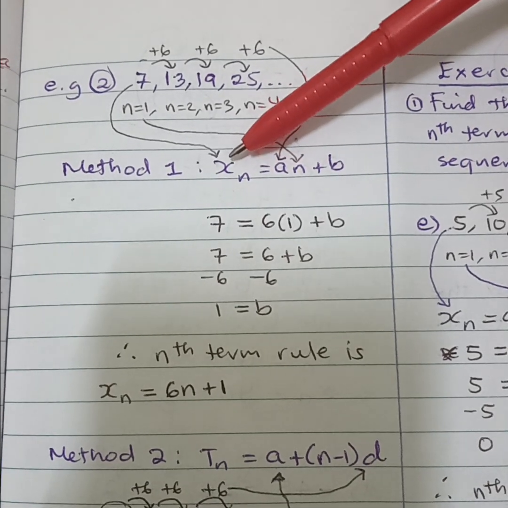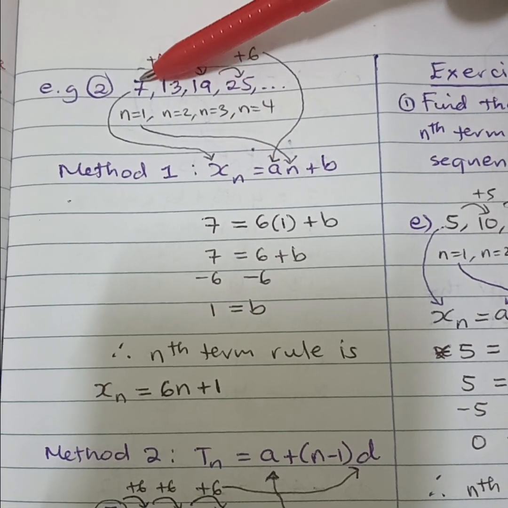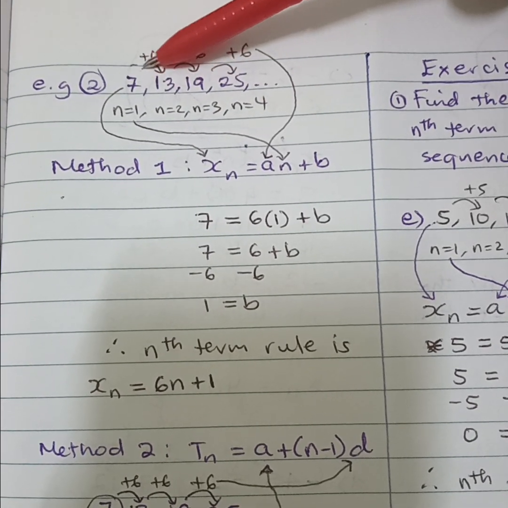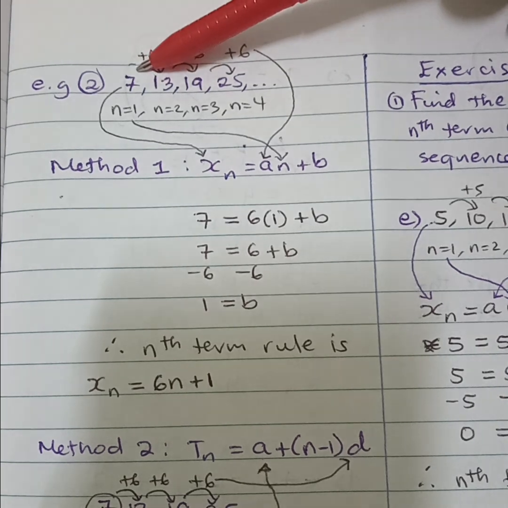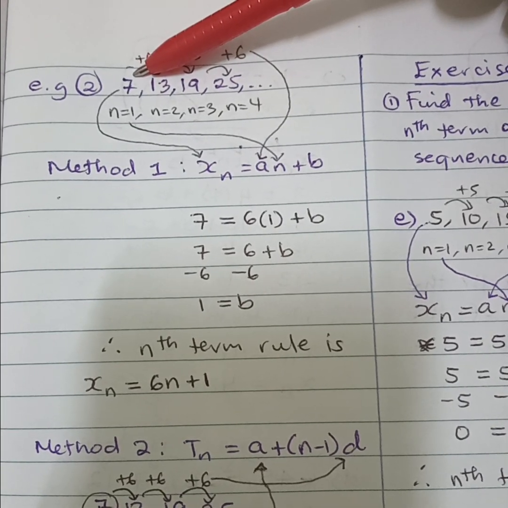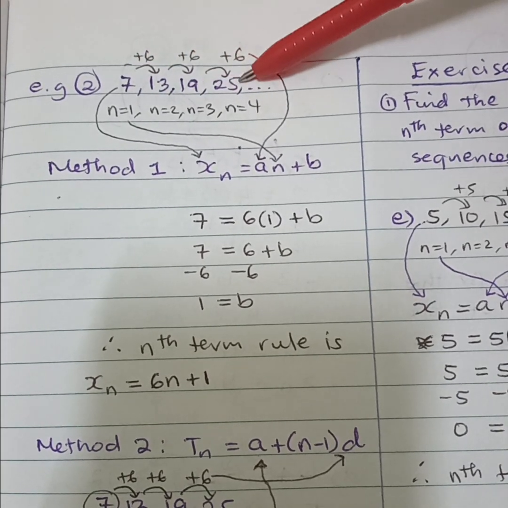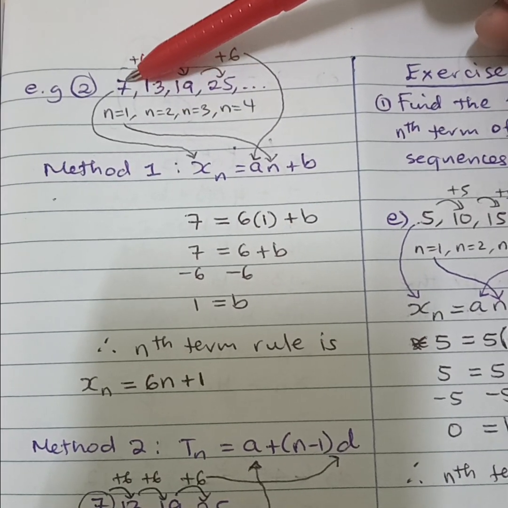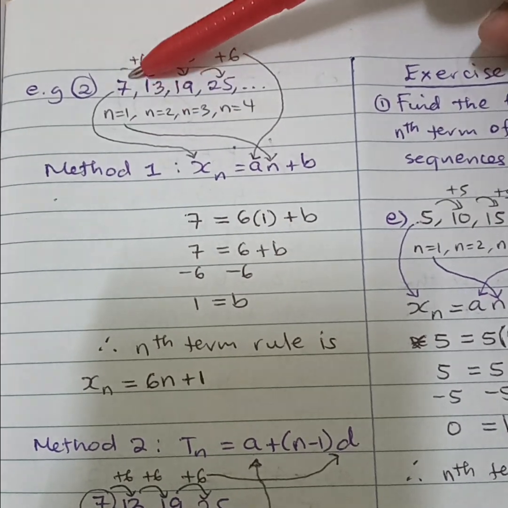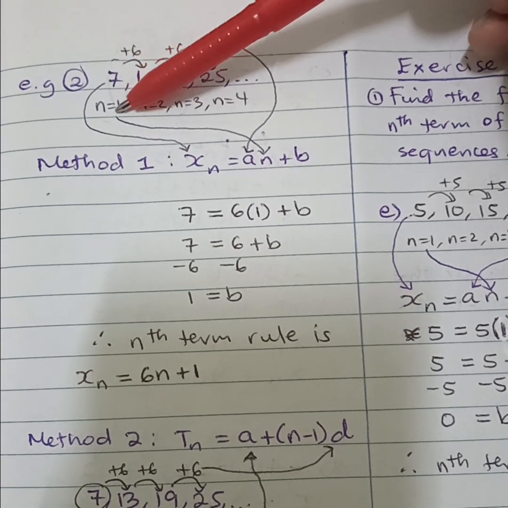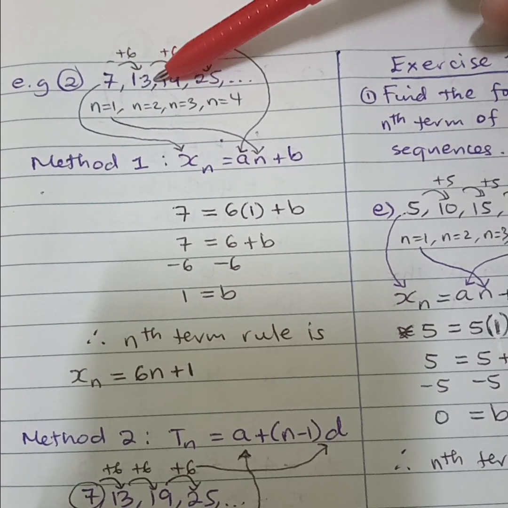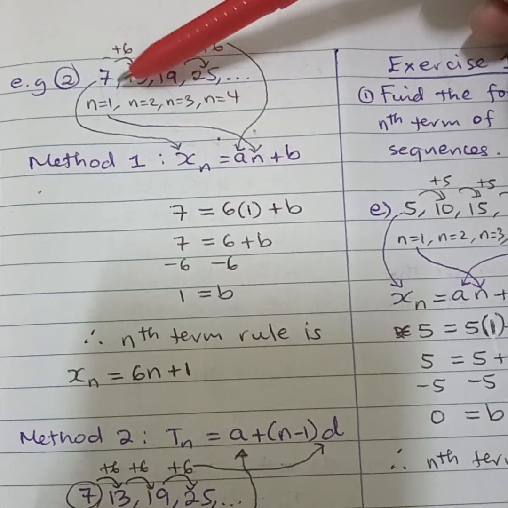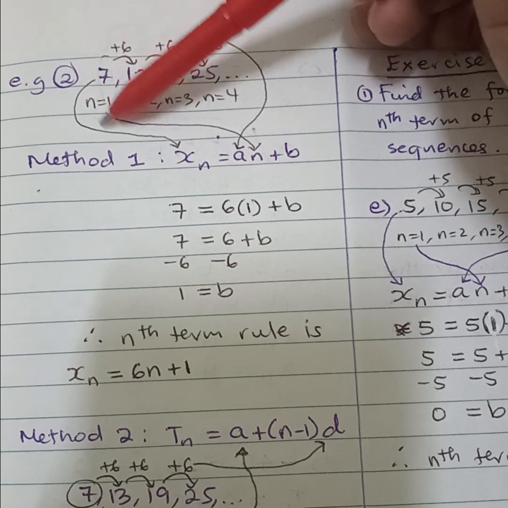So here it is. We have our sequence 7, 13, 19, 25. Our common difference is positive 6, since we are going plus 6 every time we get to a new term. And the position of the numbers, 7 is the first term, so n is 1. 13 is the second term, so n is 2, and so forth.